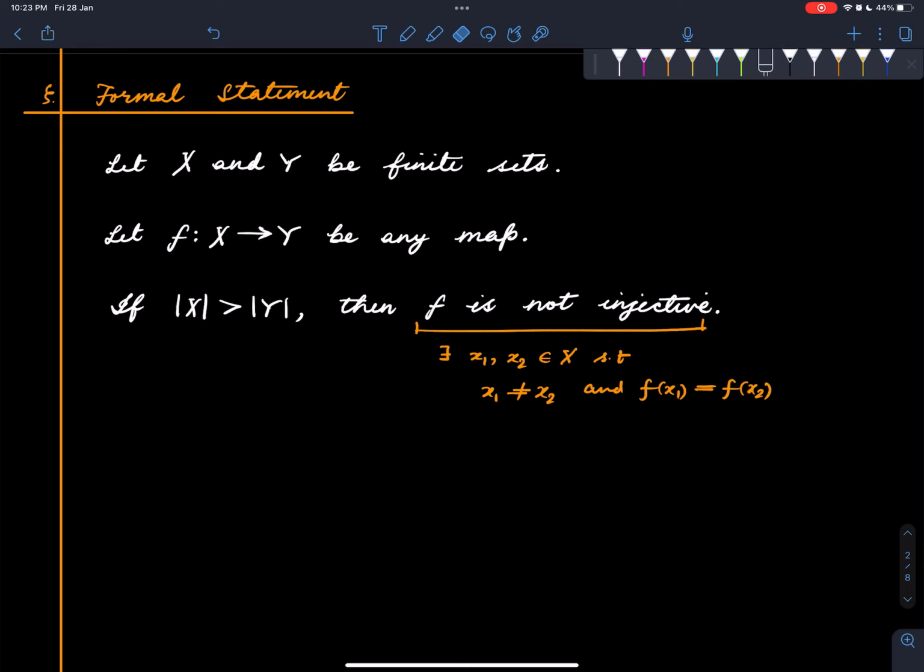What we did was just think of X as pigeons. These are our pigeons. These are cages. And f is an assignment of a pigeon to a cage. So if there are more pigeons and fewer cages, then 2 different pigeons have to be assigned to the same cage. That's all. That's the formal, proper mathematical statement of the pigeonhole principle.